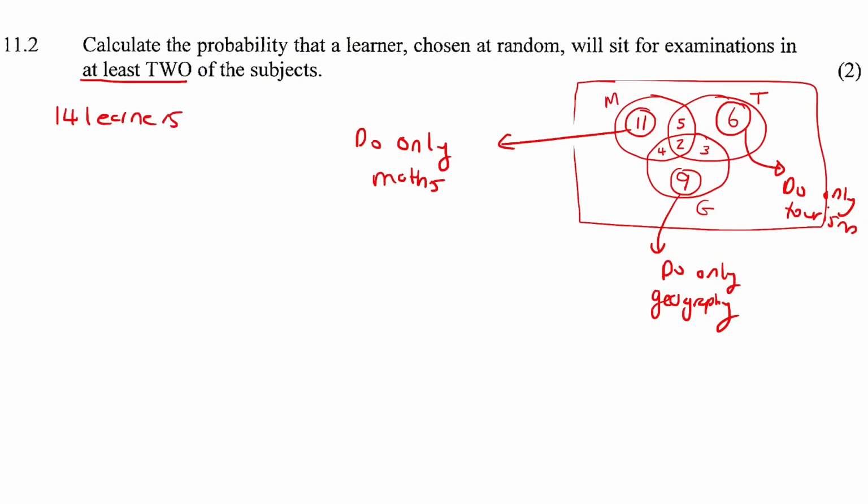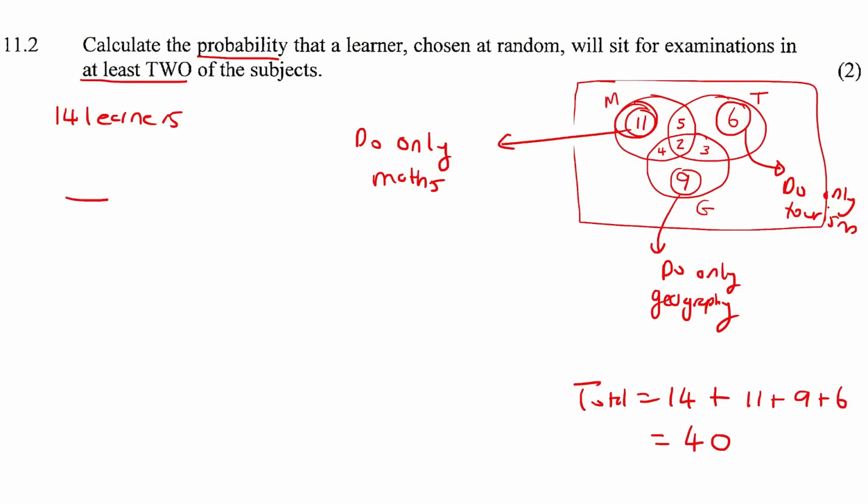But now they've asked us for the probability. So probability is always going to be out of the total. So how many learners are there in total? Well, it's the 14 that we just counted, plus the 11, plus the 9, and plus the 6. So this will be the total number of learners all together. And that's going to end up giving us 40 learners.